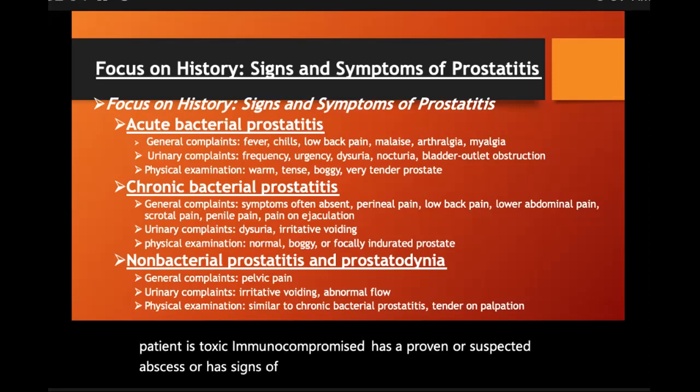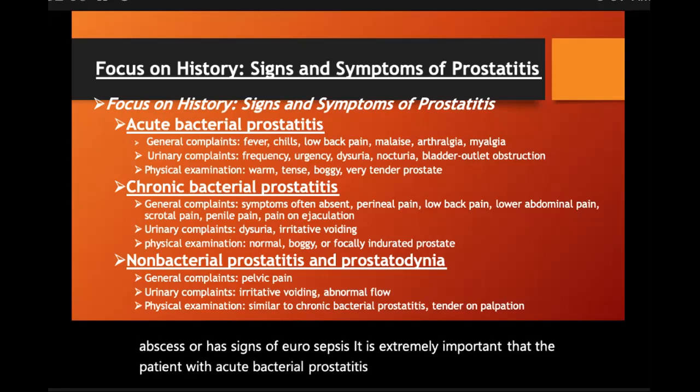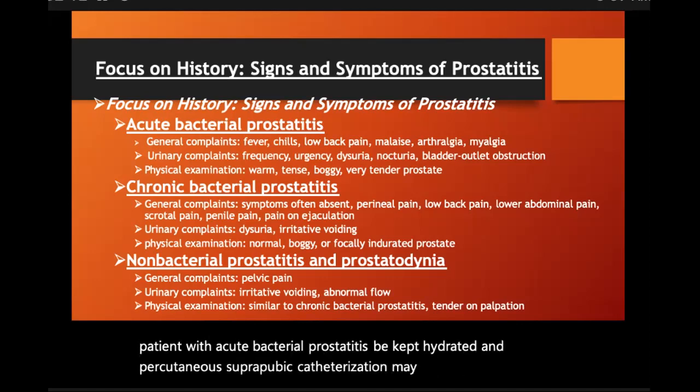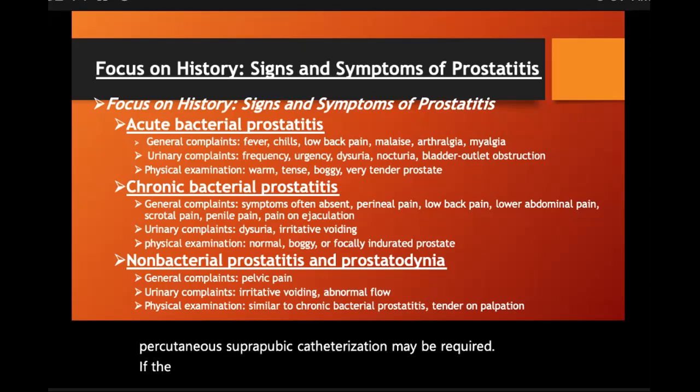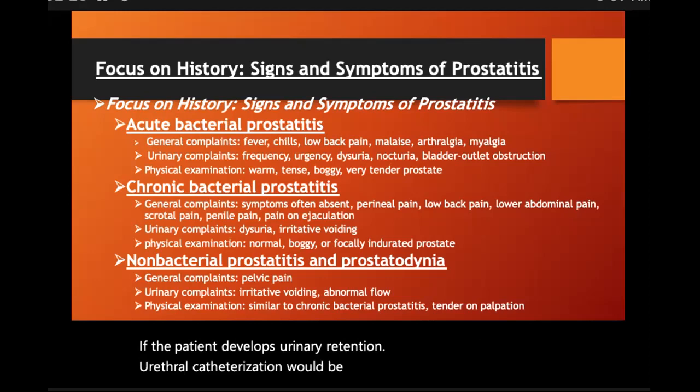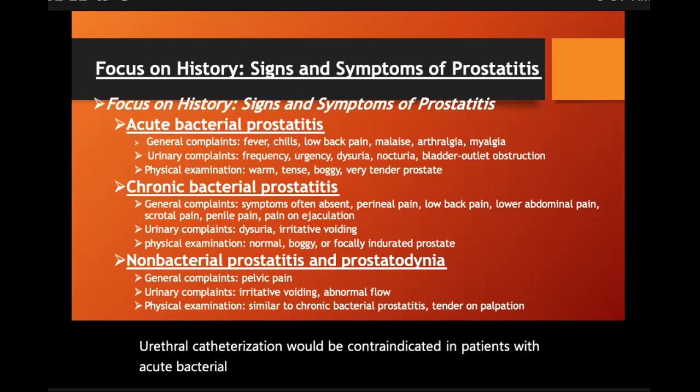It is extremely important that the patient with acute bacterial prostatitis be kept well hydrated, and percutaneous suprapubic catheterization may be required if the patient develops urinary retention. Urethral catheterization would be contraindicated in patients with acute bacterial prostatitis because we want to avoid trauma to the inflamed prostate and possible seeding of bacteria.